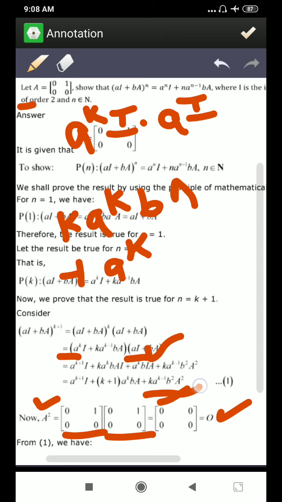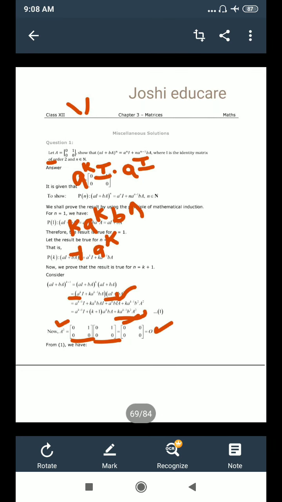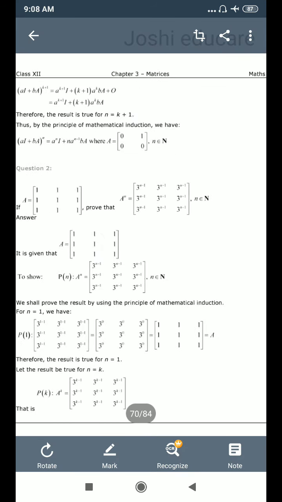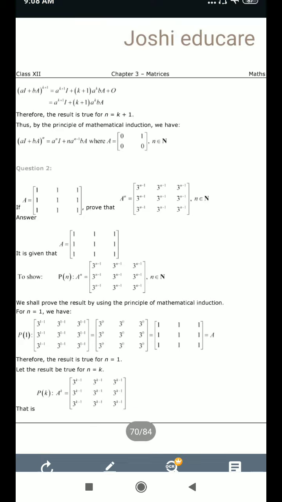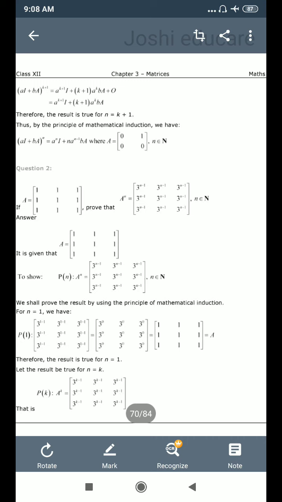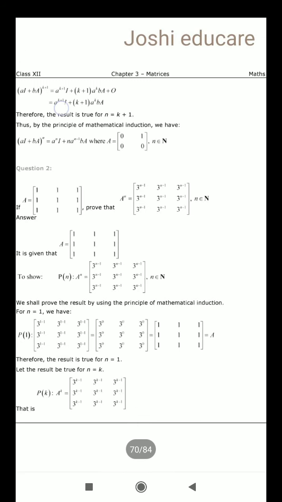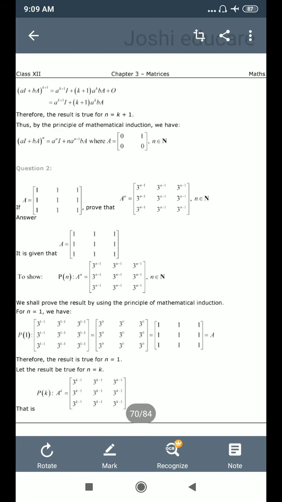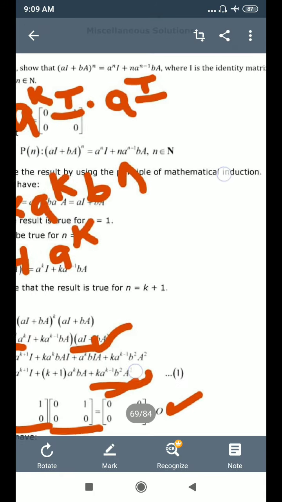So this term will become 0 only. Okay, this matrix A square is 0, so you put this term as 0. On replacing this term with 0, you will get the right hand side as A raised to power k plus 1 I plus k plus 1 into A raised to power k into BA into 0, that is A raised to power k plus 1 I plus k plus 1 into A raised to power k into BA. It means your Pk plus 1 is true.